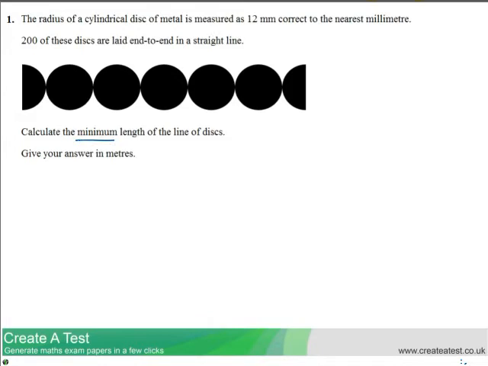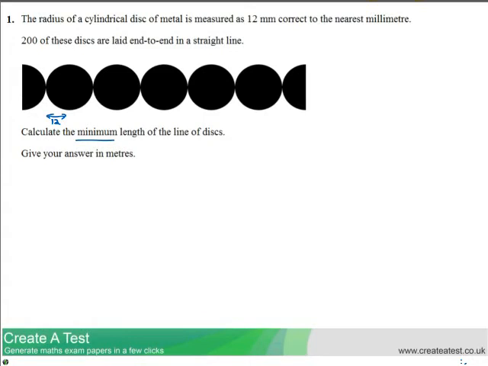So we have some discs, and each disc has a radius of 12. But that number 12 is not exact. That 12 is just a rounded number to the nearest millimetre. So first of all, we've got to think what that 12 could possibly be.